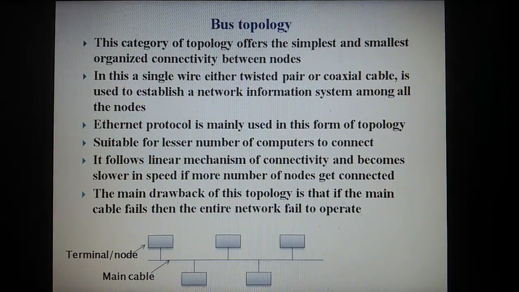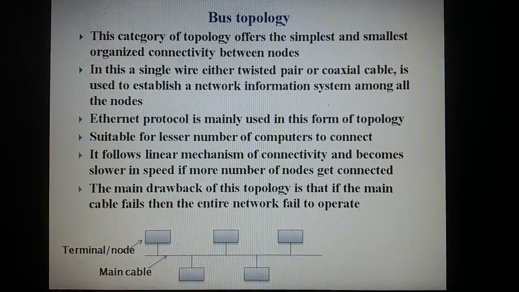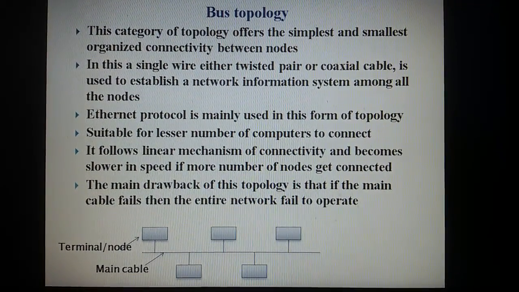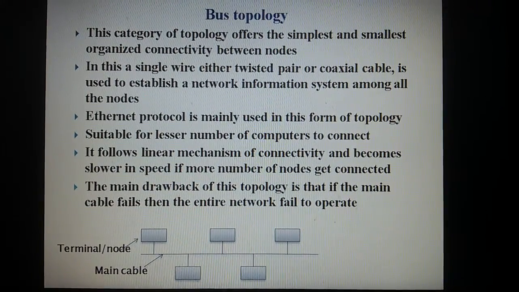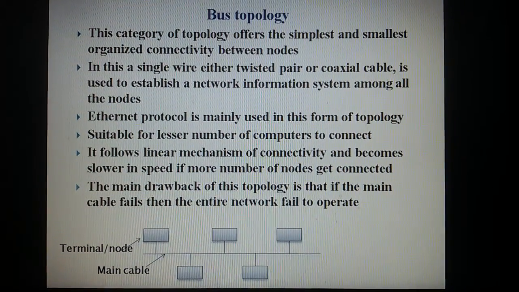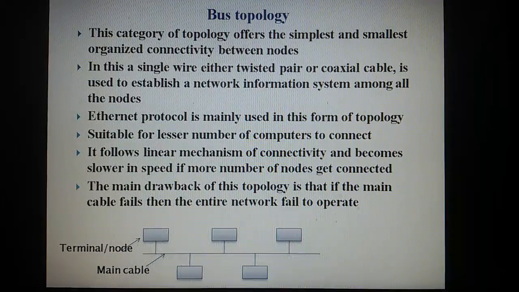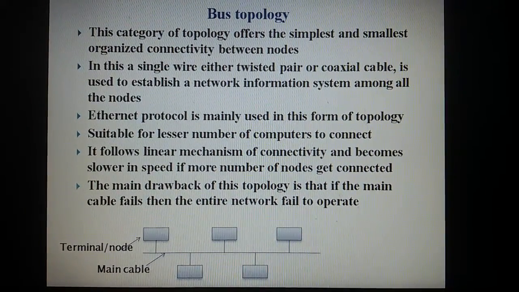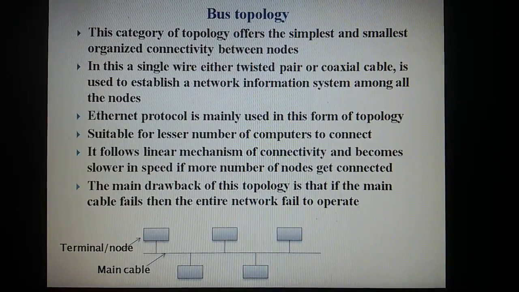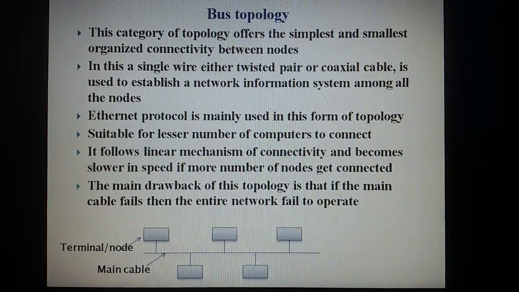Bus topology. This category of topology offers the simplest and the smallest organized connectivity between nodes. In this, a single wire, either twisted pair or coaxial cable, is used to establish a network information system among all the nodes. Ethernet protocol is mainly used in this form of topology, suitable for a lesser number of computers to connect. It follows a linear mechanism of connectivity and becomes slower in speed if more nodes get connected. The main drawback of this topology is that if the main cable fails, then the entire network fails to operate.